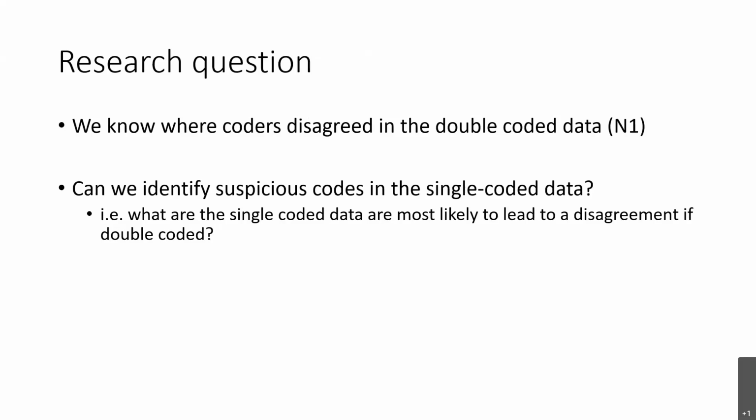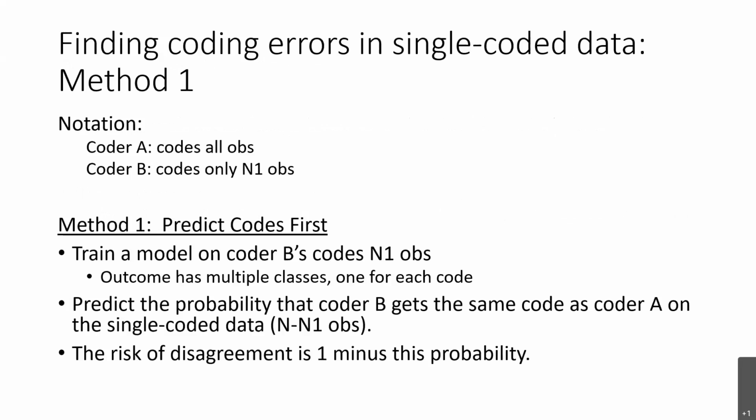So that is easy on the data that is already double-coded. You just see which one matches, which one doesn't. But it's hard on the majority of the data, which are single-coded. We have two methods to get at this, to find suspicious answers, suspicious codes for the answers.